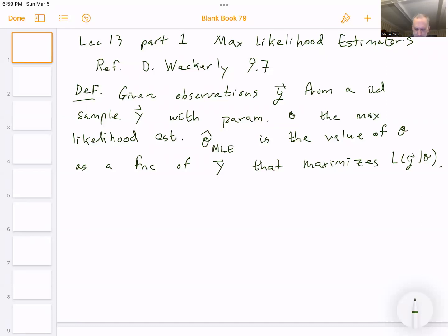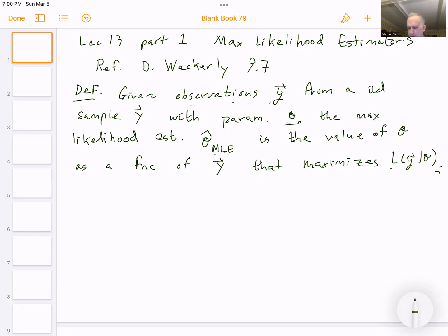Okay, so here's a definition. So we have a sample of observations, little y_i's, that are from an IID sample, capital Y_i's, so just the usual setup, and with the parameter theta, this could be a vector. And so then the maximum likelihood estimator, which we'll abbreviate with MLE, we'll write like this with the hat to mean estimator and put the MLE down here in capitals as a subscript. And it is the value of theta as a function of capital Y that would maximize the likelihood.